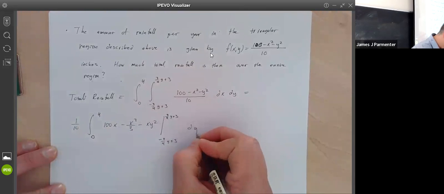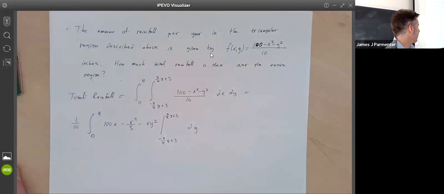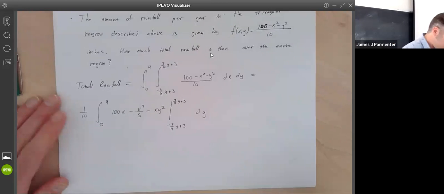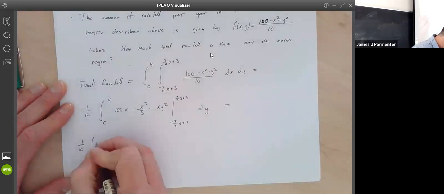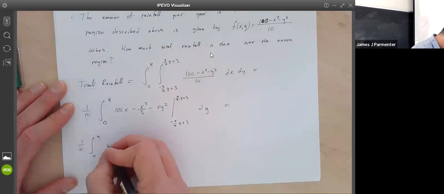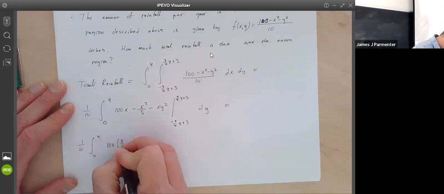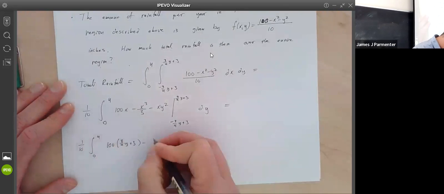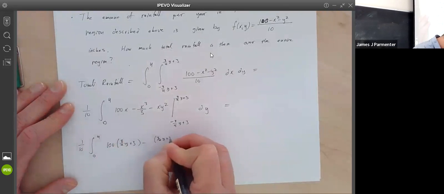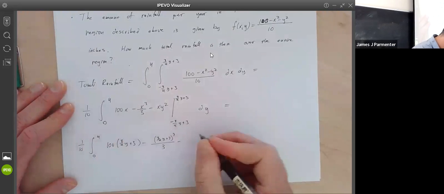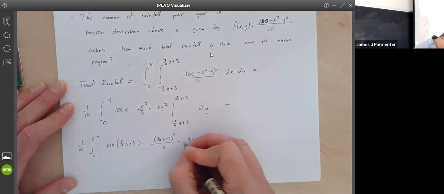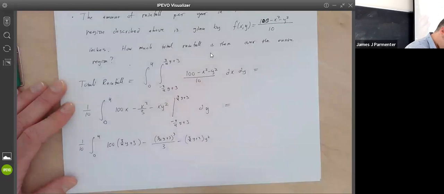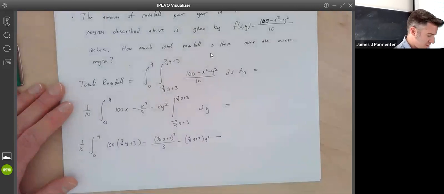dy. And then we have to plug that in, and that's where things are going to get a little bit messy, especially with the x cubed there. But we can do it. So we're going to get 1/10 integral from 0 to 4 of 100 times (3/4 y plus 3) minus (3/4 y plus 3) cubed over 3 minus (3/4 y plus 3) times y squared, and then minus all that stuff as well.